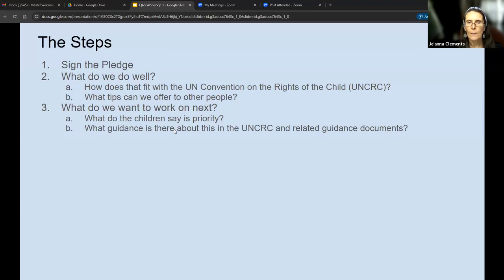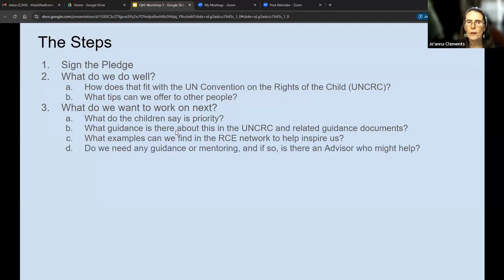And then again, we come back to our United Nations Convention on the Rights of the Child and the related guidance documents to have a look at what could we do about that priority. And then we could also look at the Rights-Centric Education Network and things other people have posted for inspiration and ideas of what's possible. And we could also look at whether we need any guidance or mentoring if we're feeling a little lost. We do have advisors in the network, and maybe one of them is somebody who could help us. But all in all, that is geared towards deciding what feels realistic to commit to as a first step.